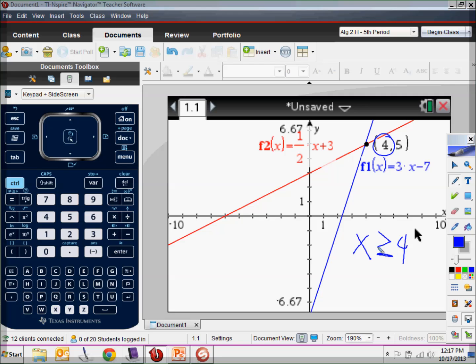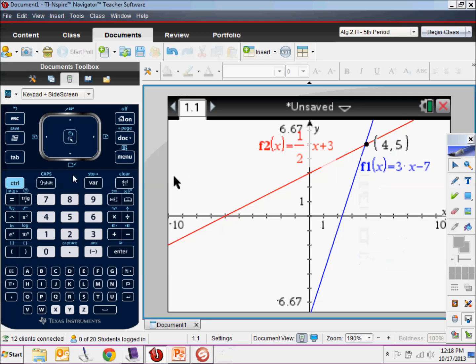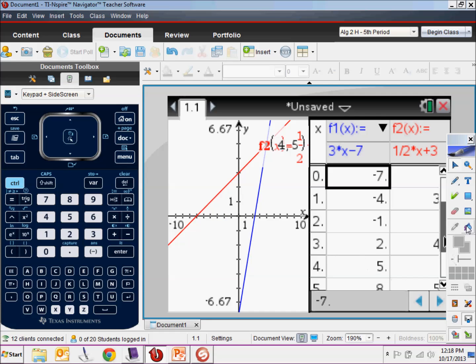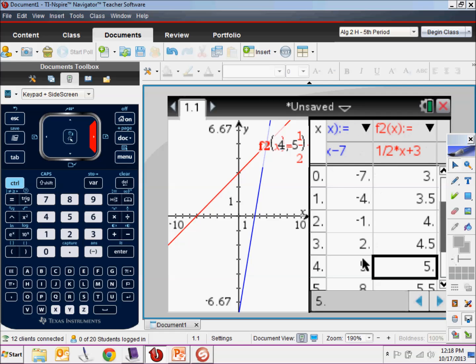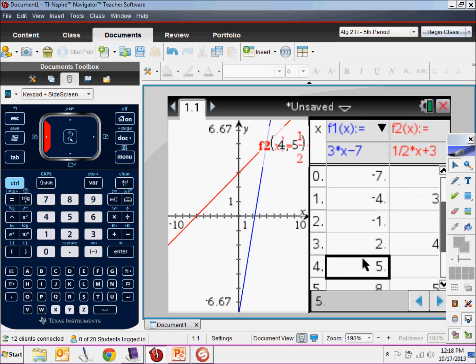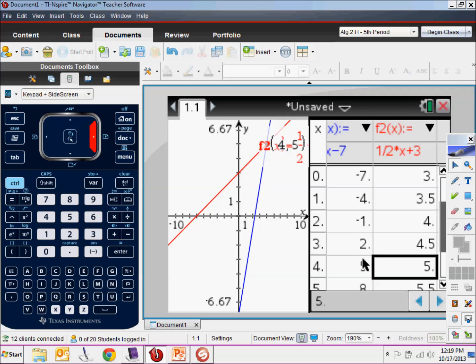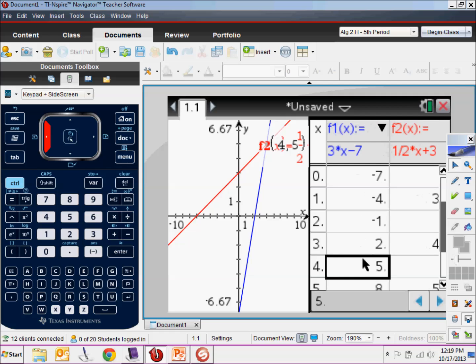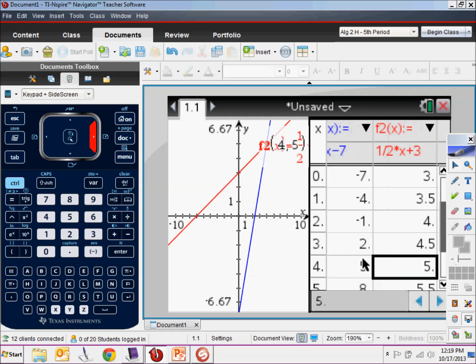Okay, so we're going to look at it from the table point of view. So we said it's when x is greater than or equal to 4. So let's look at it as a table. If I hit Control T and I look at the table, notice here at this point they're the same value, right? When x equals 4, they are the same value. I want to know, when does the blue function start getting larger than the red function?